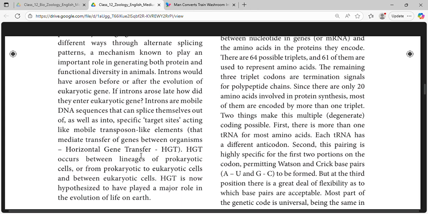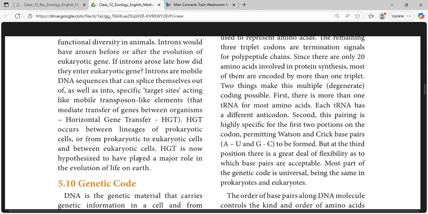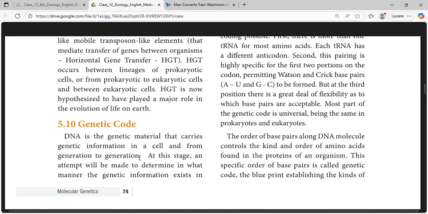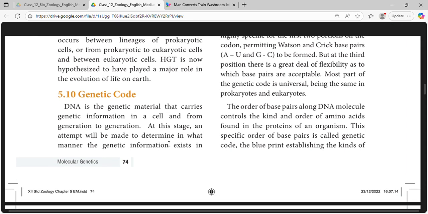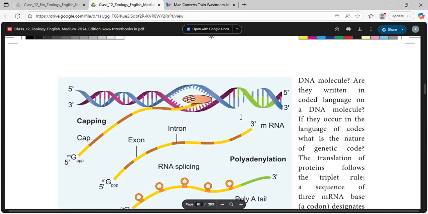Horizontal gene transfer occurs between lineages of prokaryotic cells, from prokaryotic to eukaryotic cells, and between eukaryotic cells. HGT is now hypothesized to have played a major role in the evolution of life on Earth. DNA is the genetic material that carries genetic information from generation to generation. At this stage, an attempt will be made to determine in what manner the genetic information occurs in a DNA molecule.